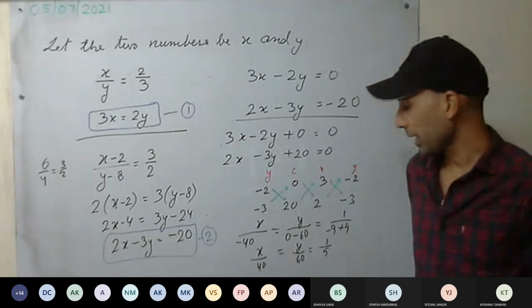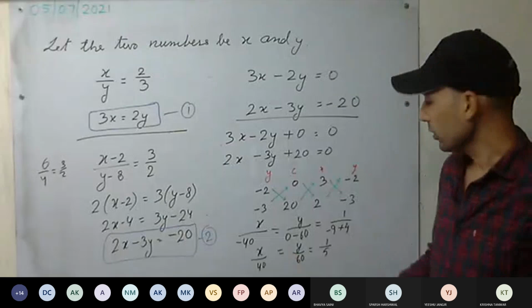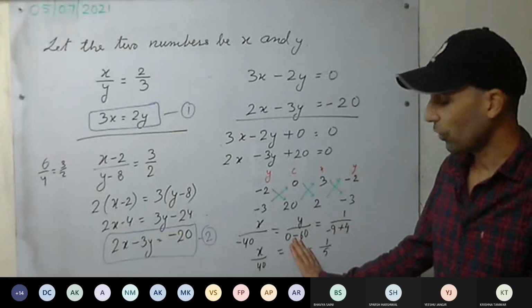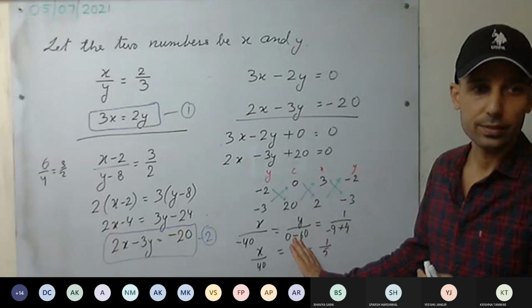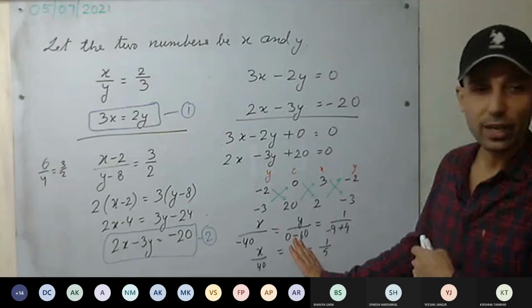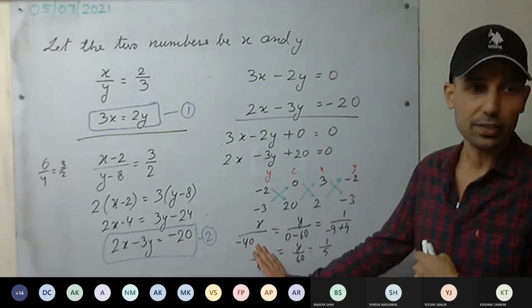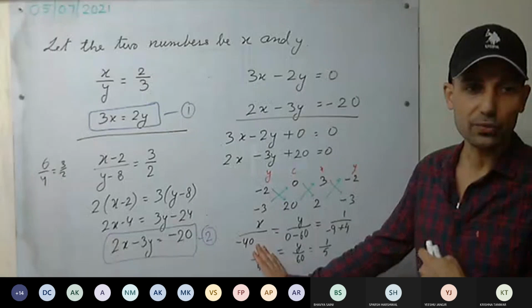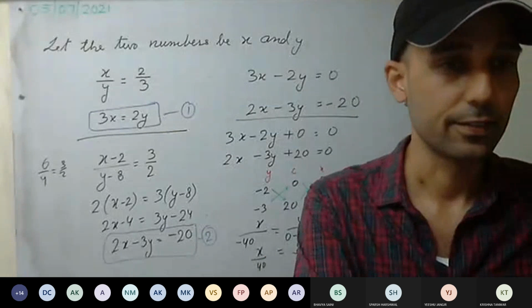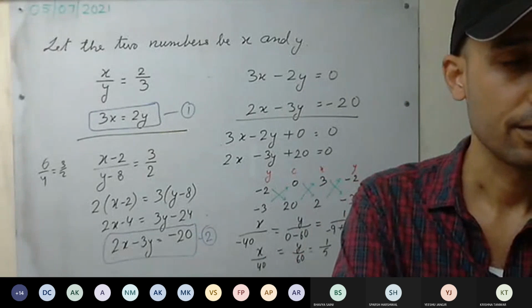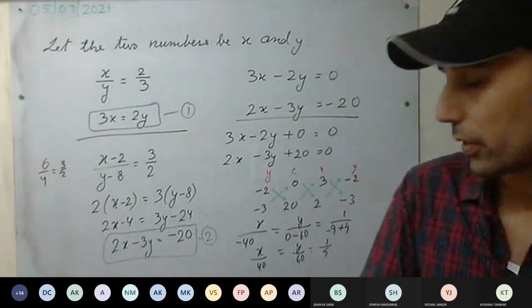Okay. Now solve for x. x upon 40 equal to 1 upon 5. So x equal to 40 upon 5, x equal to 8. y upon 60 equal to 1 upon 5. y equal to 60 upon 5, that's 12. Is this clear? Yes, sir. Thank you. Okay.